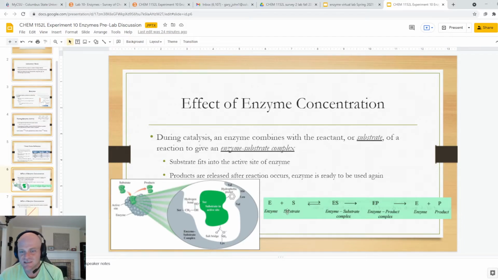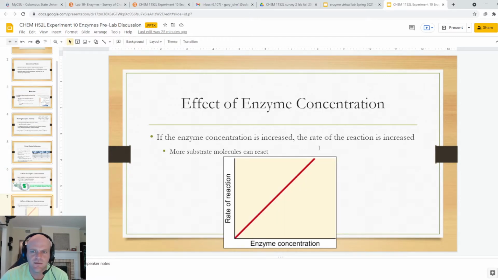This is just a really simple illustration. Enzyme plus substrate leads to an enzyme substrate complex. Then the reaction occurs, the key turns, you have an enzyme product complex, and then the enzyme breaks away from the product, and you just have your new molecule or molecules. So different things can affect the reaction rates of enzymes.